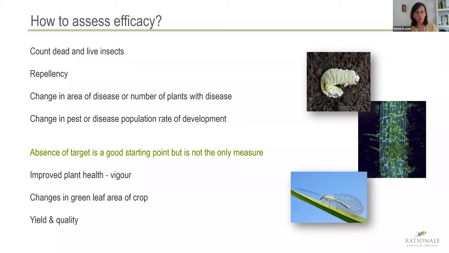You may also want to look at improvements in plant health. So some of these products which stimulate plant defense mechanisms, you can see better plant health. And when I've done some work on wheat, I can remember that my green leaf area on wheat was just atrocious. It was no green leaf area, but I had a much better yield on my treated plots. So you need to be thinking about what is your assess? What does my pest do? What does my product do? And so what is the best thing to assess for to get a measure of what it's been doing?